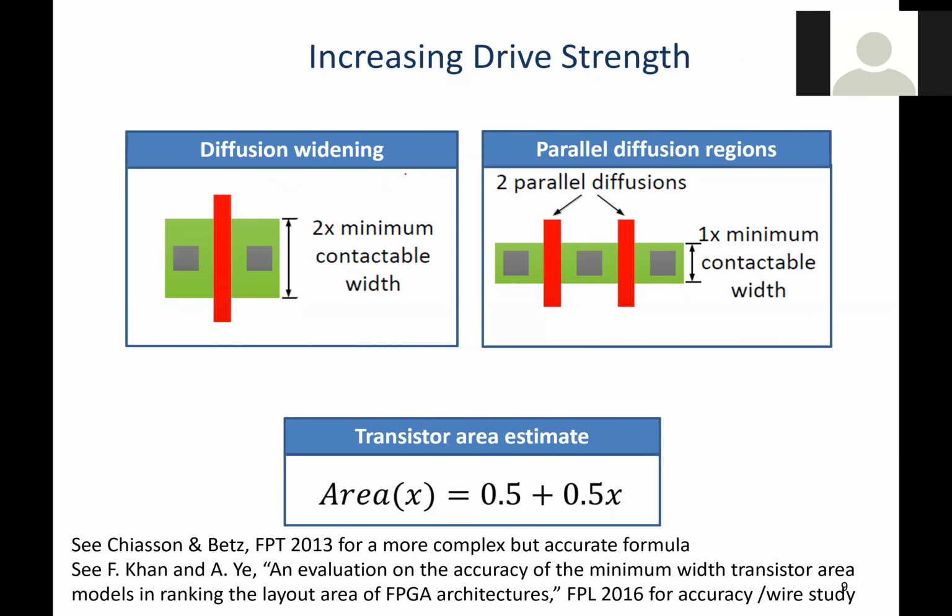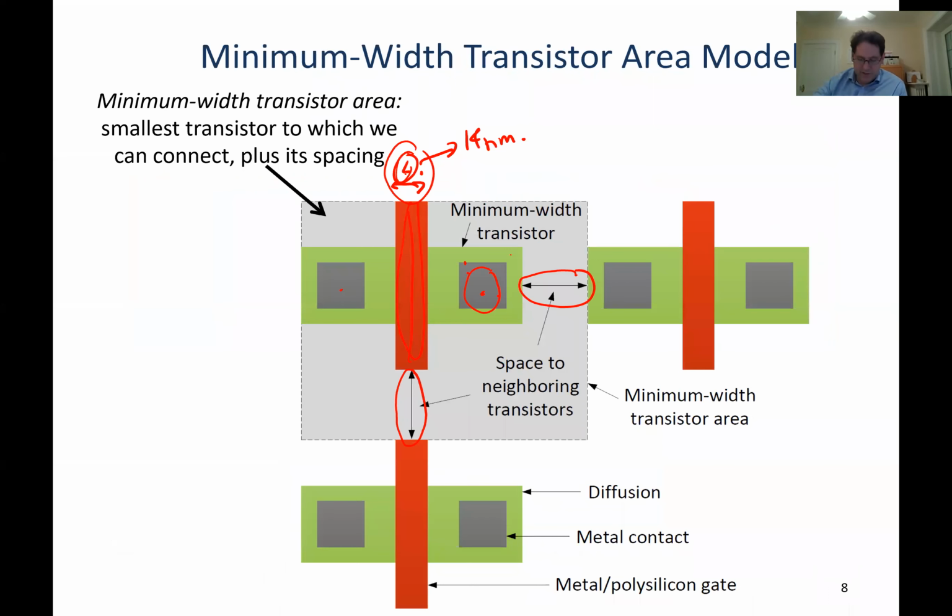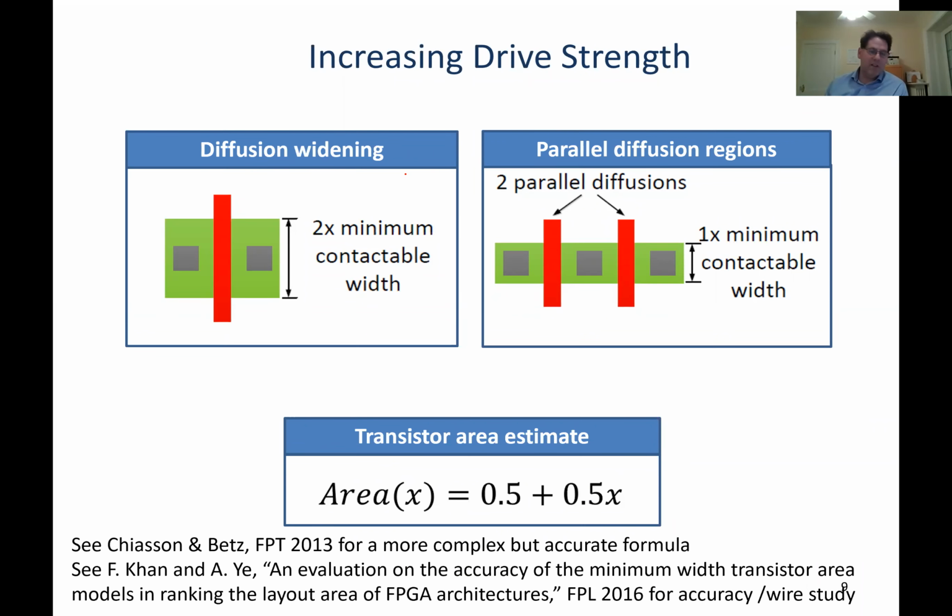Okay, so that's this unit minimum width transistor area. Now, we're not going to make every transistor the minimum width because, well, it would be very area efficient. That's the smallest transistor we can make and still connect to it. But we're going to need some transistors to be stronger. If they're driving a large capacitance, they're going to be really slow if we make them minimum width because they don't have much drive strength. So some transistors are going to naturally have to be bigger, and that costs area.